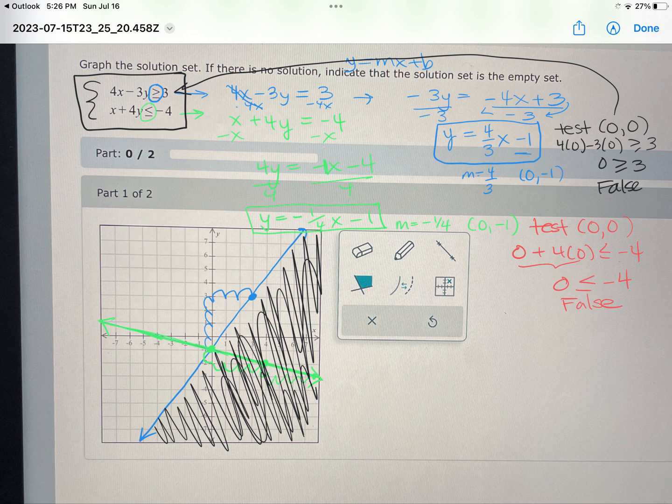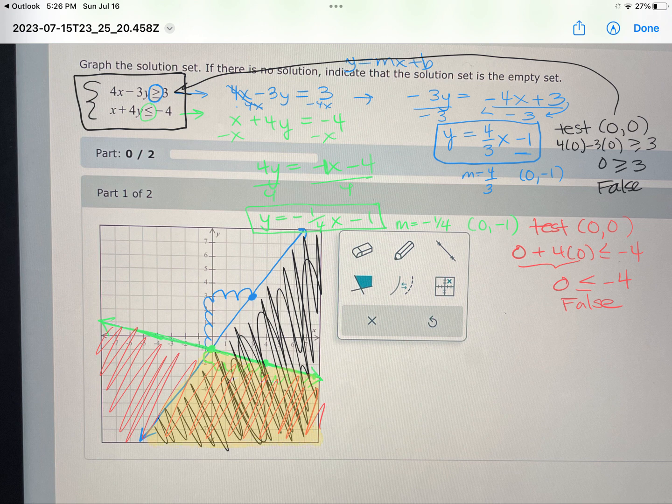So again, looking at that green line, it divides the plane into two sections. I don't want to shade this upper portion, which would include that 0, 0 spot, but this lower portion where 0, 0 is not included. Okay, so I hope right now you can see that overlapping section. That overlapping section is going to be that whole region down below, and that's the actual answer to that system, anything that falls inside that region.